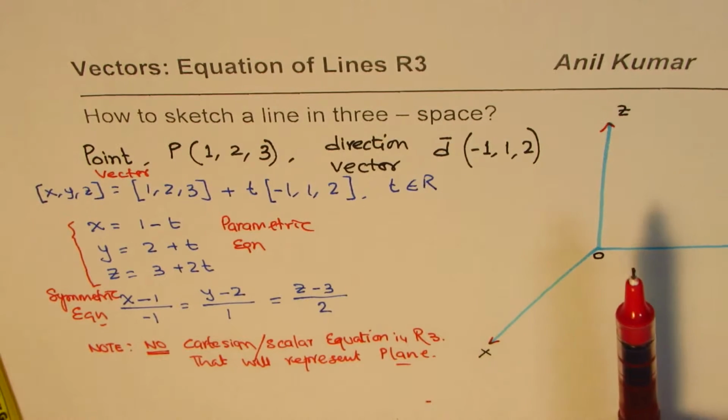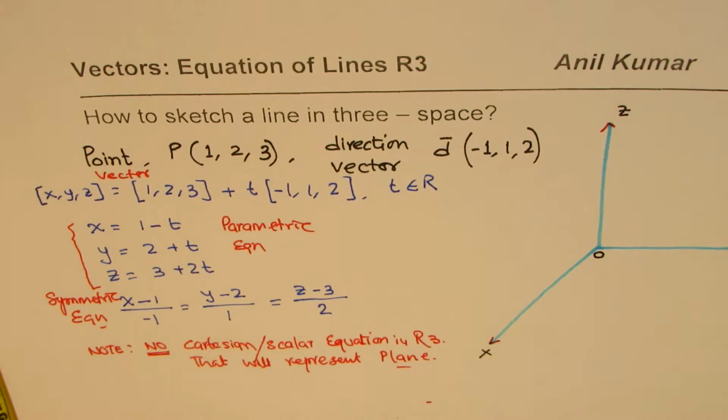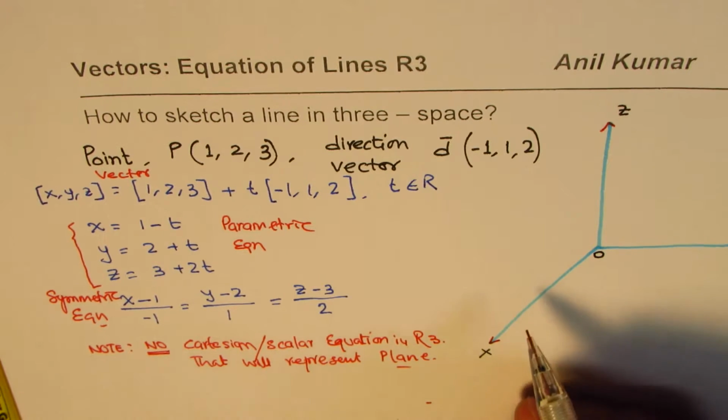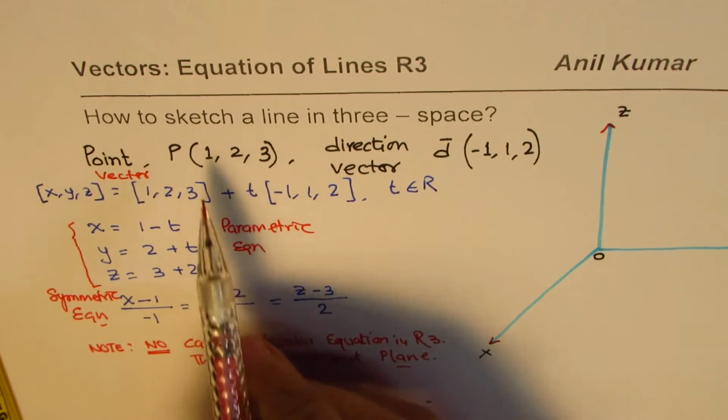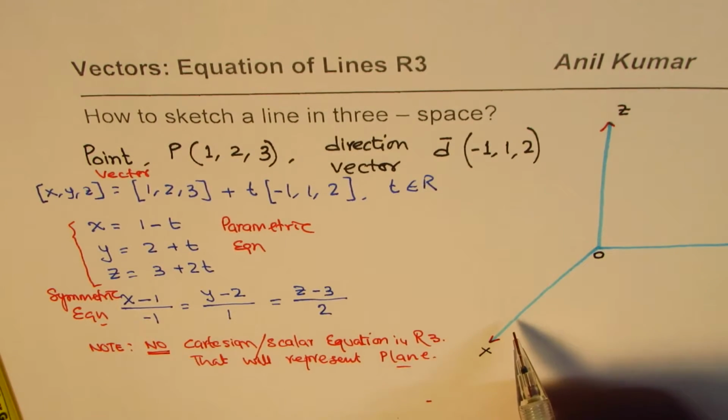Okay, now let's get back to the main problem, which is to sketch a line. Anyway, so we know how to get the equation of a line. Now we'll see how to sketch a line. Okay, so let me get some good pencils now. Okay, so we need to first locate the point 1, 2, 3 in this R3, this space.